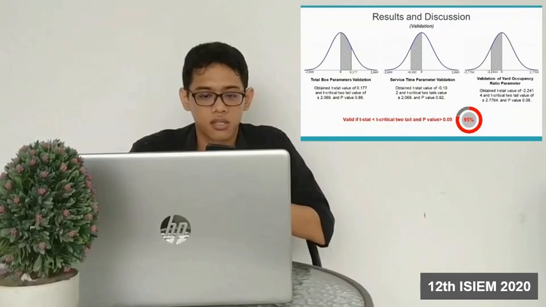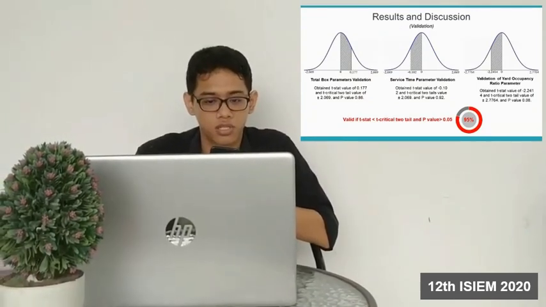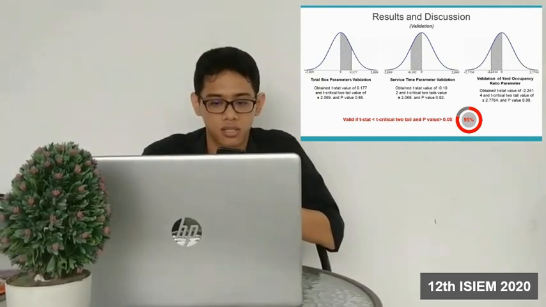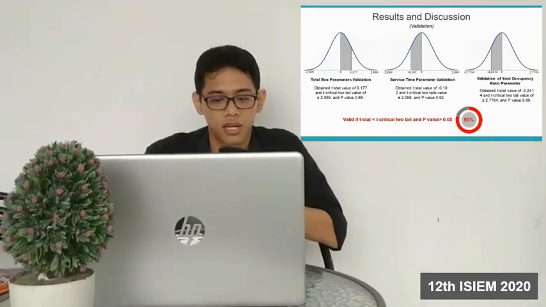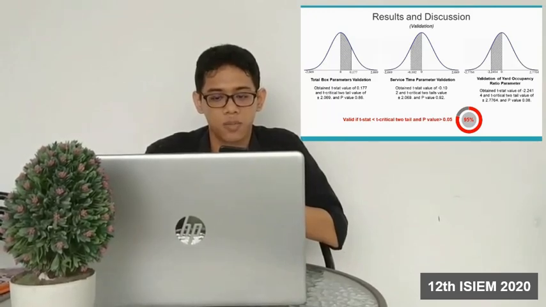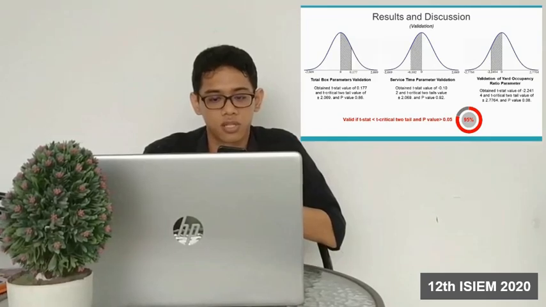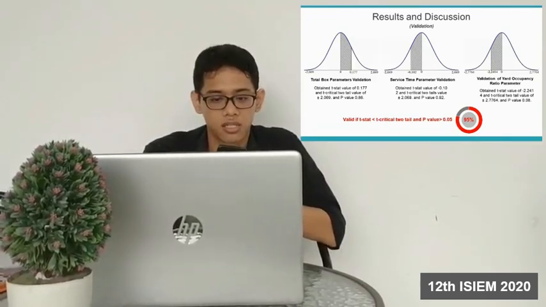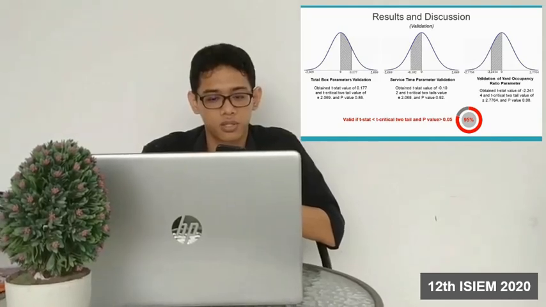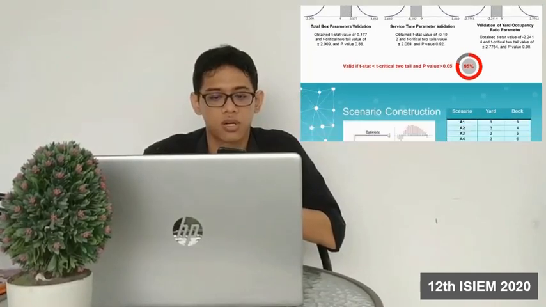Next is the validation process. There are 3 validation parameters to make the simulation system look like a real system. The first validation is total box, second is service time, and the last is yard occupancy ratio. As we can see, the test result shows the T-stat value does not exceed the critical T value, which means that system can be said to be similar to a real system.